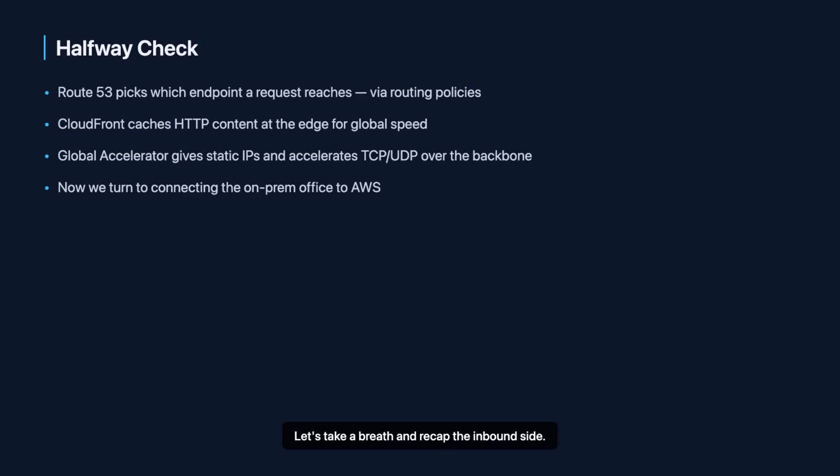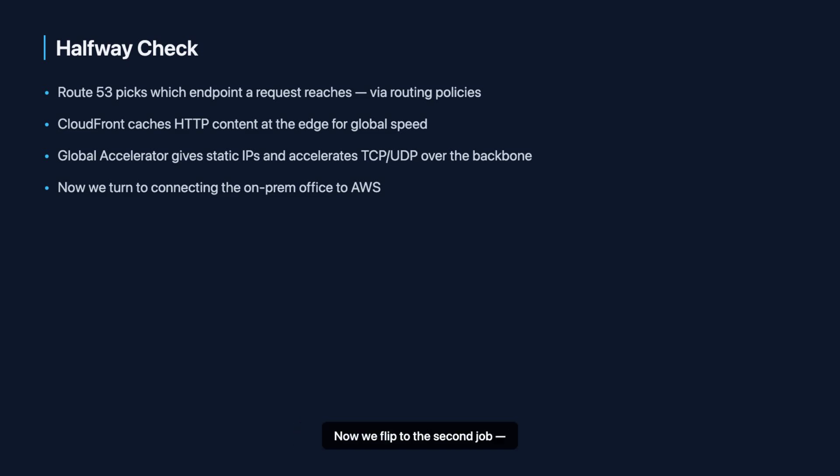Let's take a breath and recap the inbound side. Route 53 decides which endpoint a request reaches, using one of its 8 routing policies. CloudFront caches HTTP content at the edge so global users get it fast. Global Accelerator gives you static IPs and accelerates TCP and UDP traffic over the Amazon Web Services backbone without caching. That covers users reaching your workload.